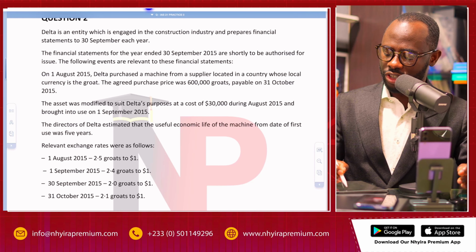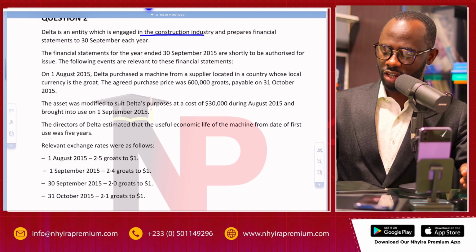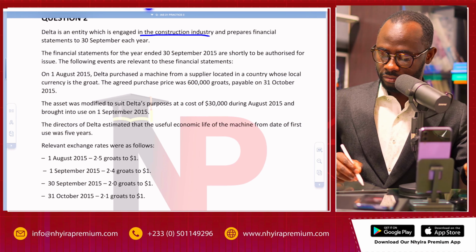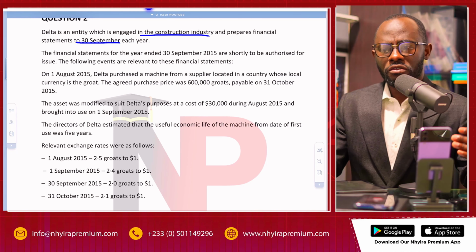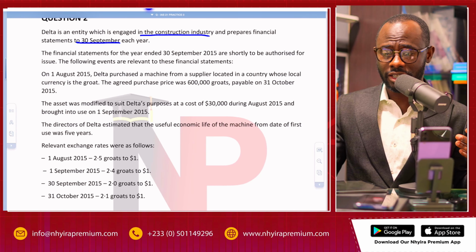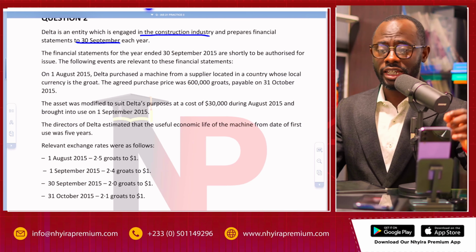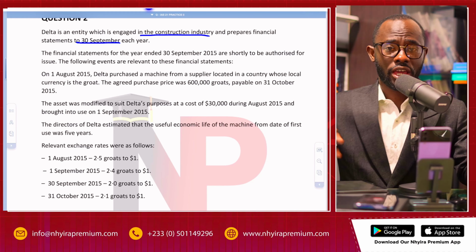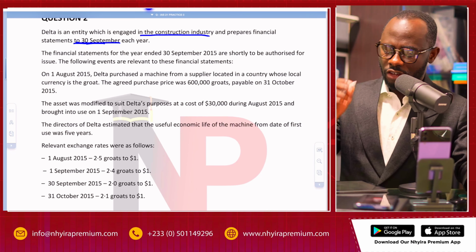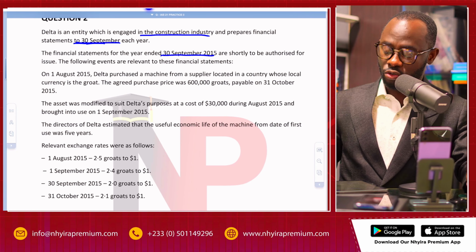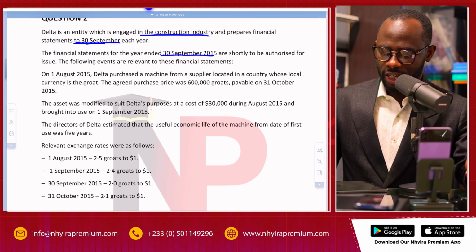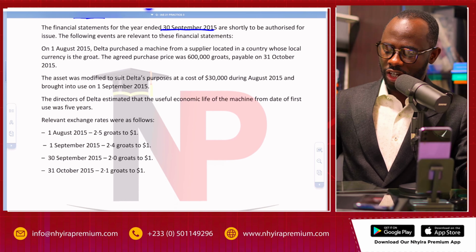Delta is an entity which is engaged in the construction industry and prepares financial statements to 30th September each year. Remember, always in financial reporting, corporate reporting, dealing with accounting standards, it's important we know the reporting date because that is going to guide various workings that we are doing. So our year ended is 30th September. The financial statements for the year ended 30th September 2015 are shortly to be authorized for issue. The following events are relevant to these financial statements.